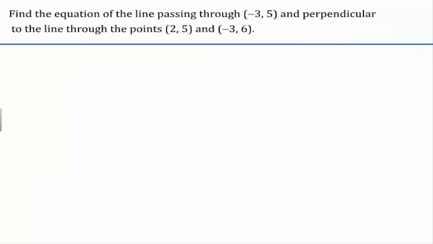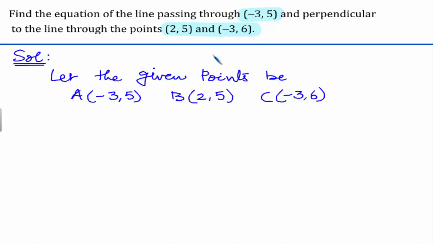In this problem, we have to find out the equation of a line which is passing through the given point (minus 3, 5) and perpendicular to the line passing through the two given points. Let us see the solution for this. Let us assume the three given points with the letters A, B, C. A is (minus 3, 5), B is (2, 5) and C is (minus 3, 6). Now we have to find out the equation of a line which is passing through A and perpendicular to the line segment joining these, that means perpendicular to BC. Now let us find out the slope of BC.